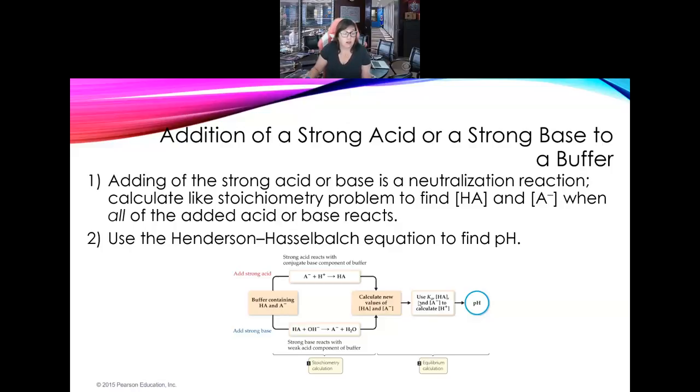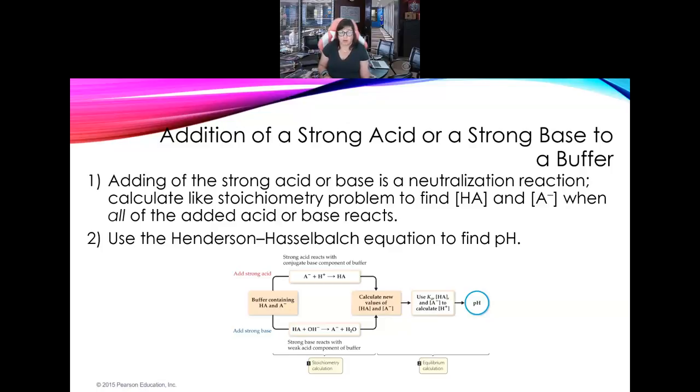All right. In the other part of it, when we add a strong base to this, if I have HA plus the strong base, I'm going to generate more A minus and take away some of that HA. So my A minus will go up, my HA will go down. And that will resist changes in the pH as well. So those are calculations you should be able to do.